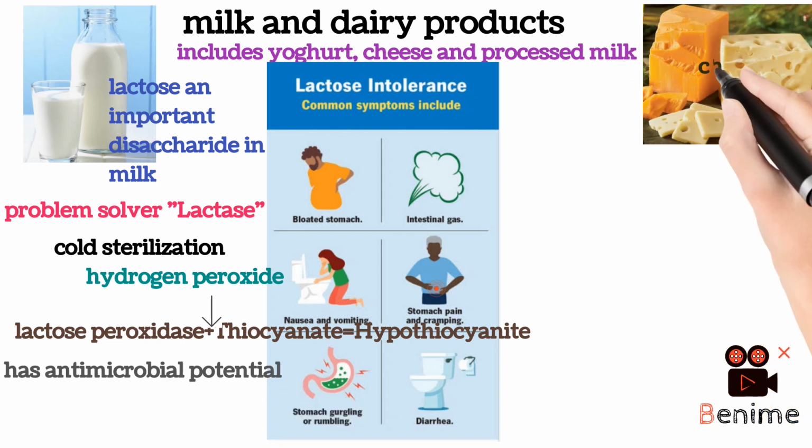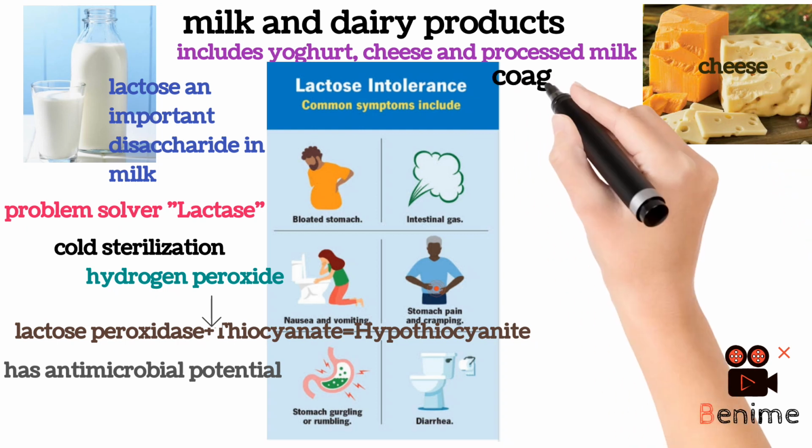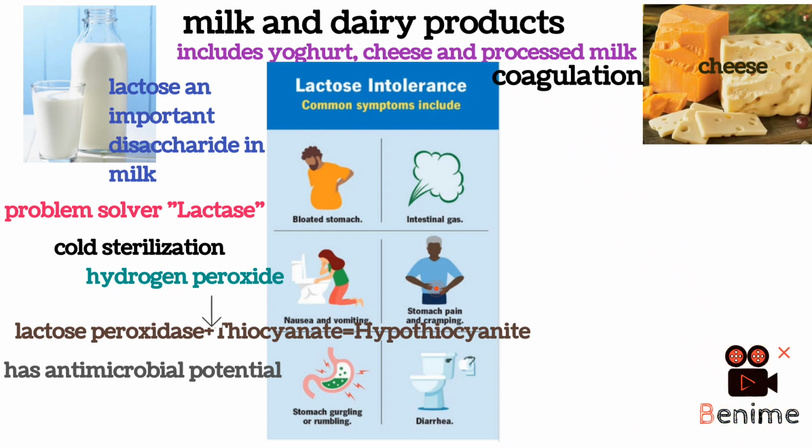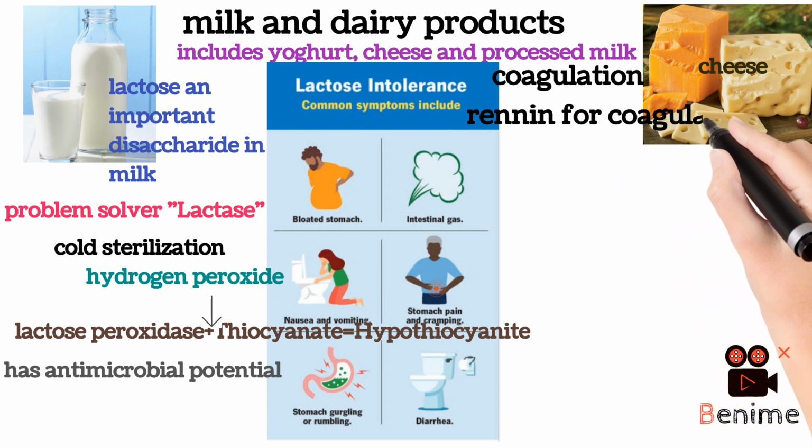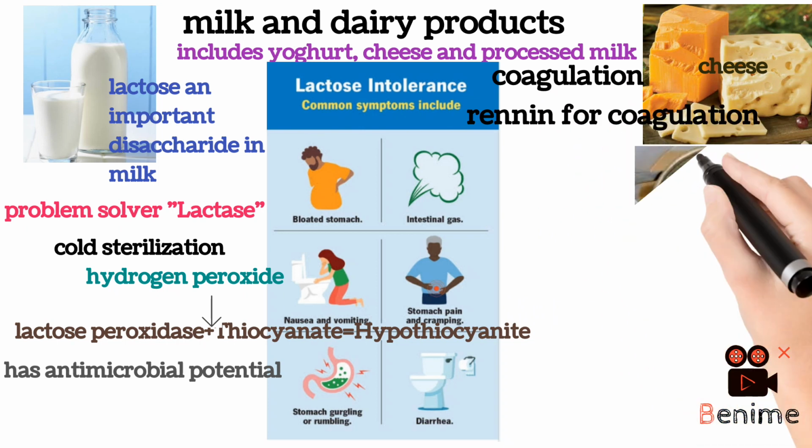The next product is cheese. One of the important and critical steps in cheese is coagulation, a stage where there is separation of casein and whey. Curd is formed in this step. Renin is employed as a coagulating agent.